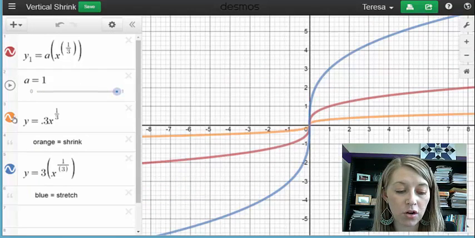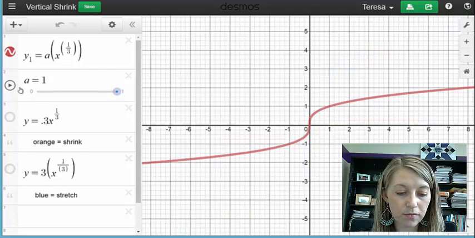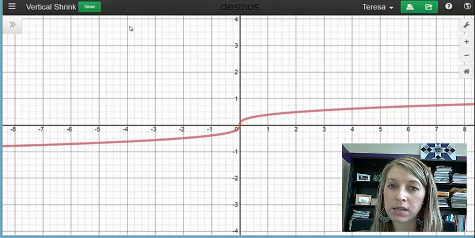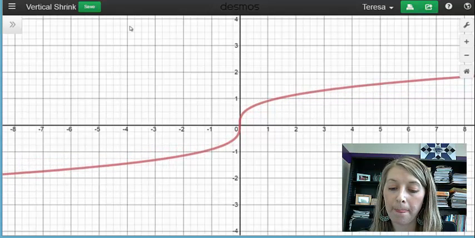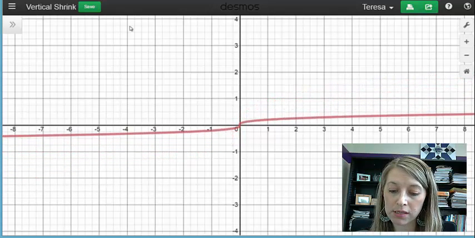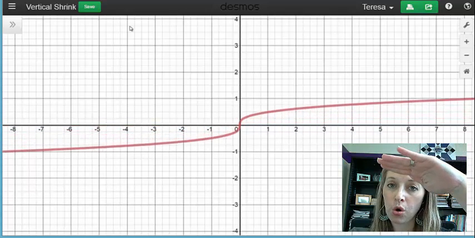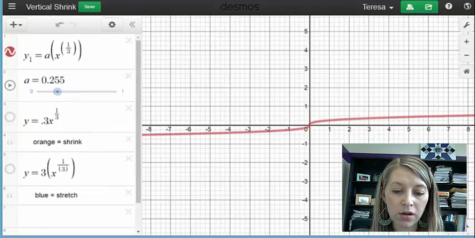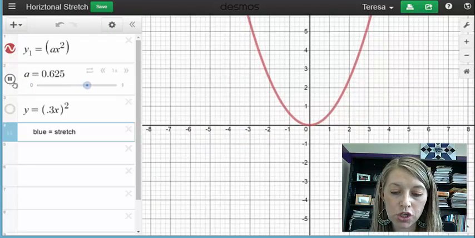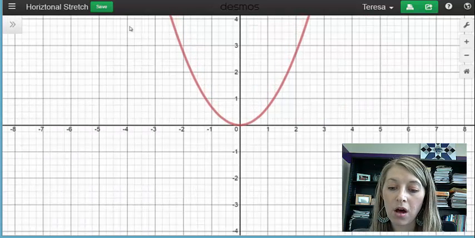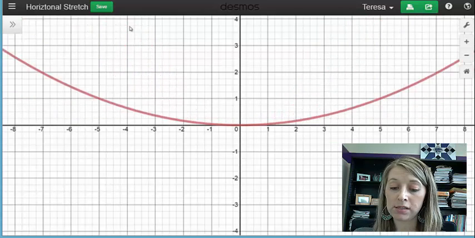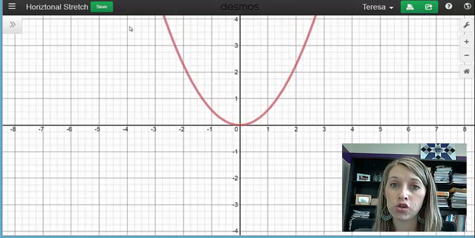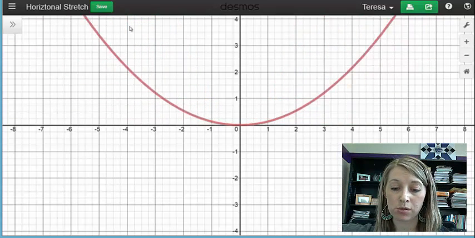Okay, let's go to a vertical shrink. So this is shrinking it, and then this is my original right there. And then back to shrinking it. So again, notice we're smushing it towards the x-axis. Okay, same thing, we'll just show you all of these here. Horizontal stretch is stretching it, away from the y-axis, so stretch. Back close in is the original right there, and then it's stretching it horizontally. So we're pulling it this way.